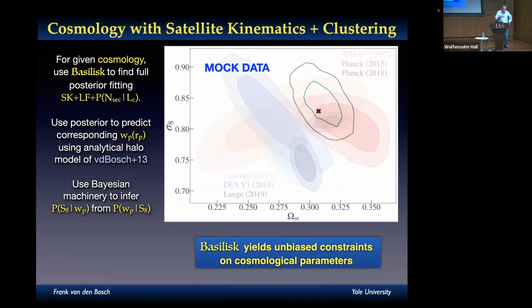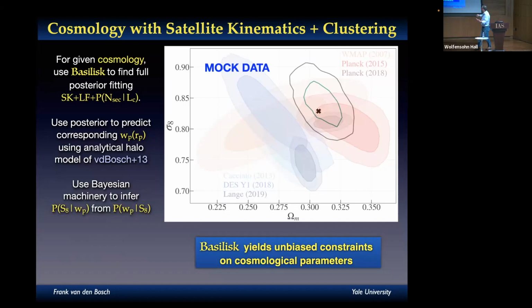And the first thing we need to do is do this on the mock. Convince ourselves that we can recover the input cosmology. So that we just finished a few weeks ago. So here's the input cosmology, Planck-like. Okay, it's not perfectly Planck, but here are the constraints that we get if we run Basilisk over clustering plus satellite kinematics.